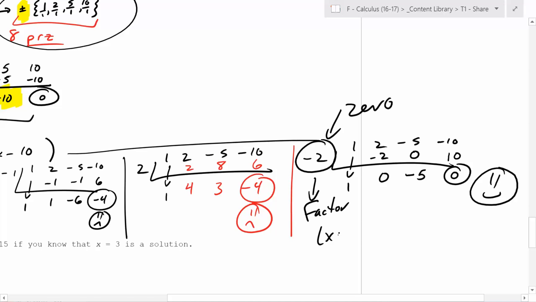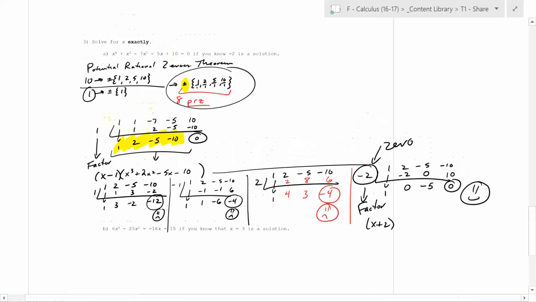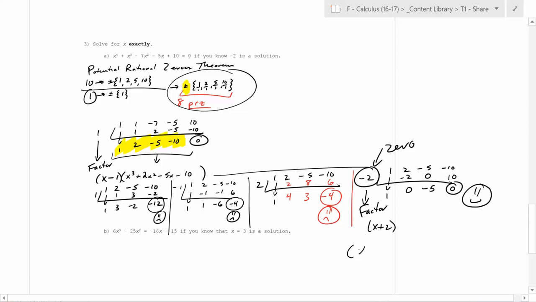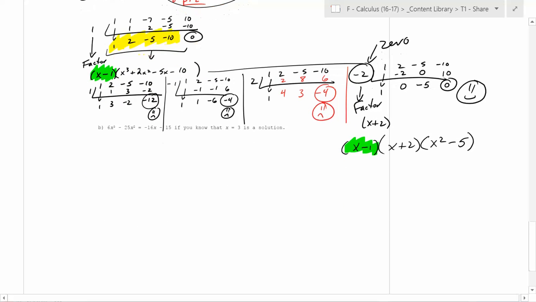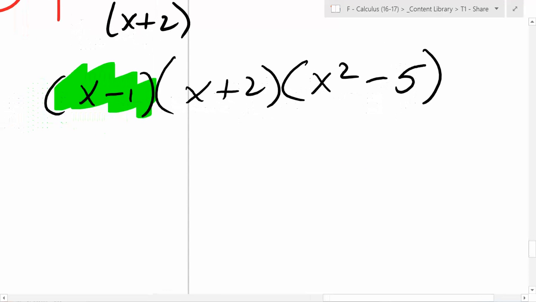X plus 2. So pause at this section and go, okay, what do we now know? It factors into x minus 1. Where does that x minus 1 come from? The first one, right there. And what do you have left? X plus 2, and then the coefficients are right there. X squared minus 5. Technically, you could factor that, and it would still be real numbers. Anybody want to factor x squared minus 5 for me?